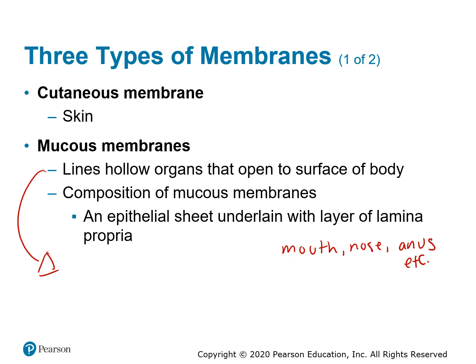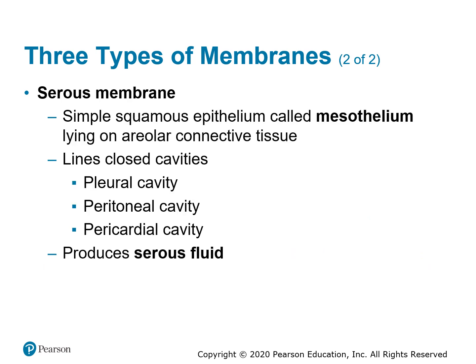Okay. And those are epithelial sheets that are underlaid with some of that basal lamina propria that we talked about a bit earlier. Okay. And then the last membrane type are the serous membranes. The serous membranes are pretty much all simple squamous epithelium lying on a bed of areolar connective tissue, and they line the closed body cavities. So that's the pleural cavity, the peritoneal cavity, the pericardial cavity, and remember that this peri means around. So these serous membranes tend to line those internal cavities.